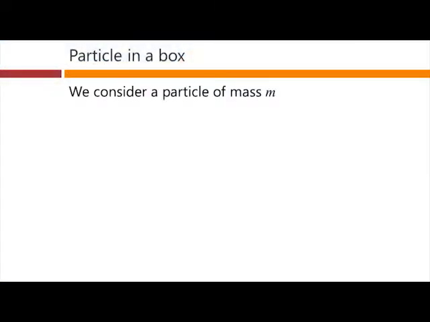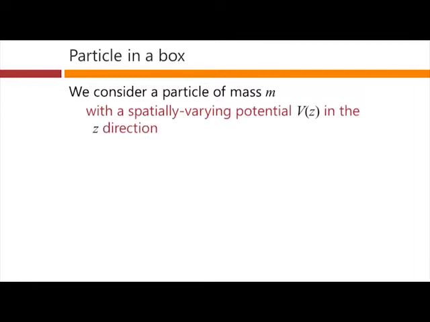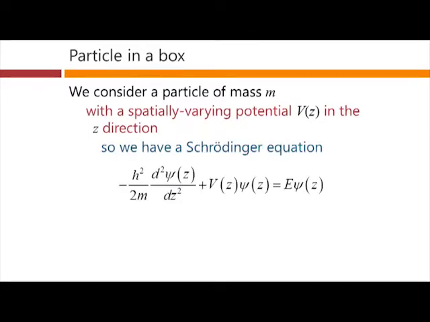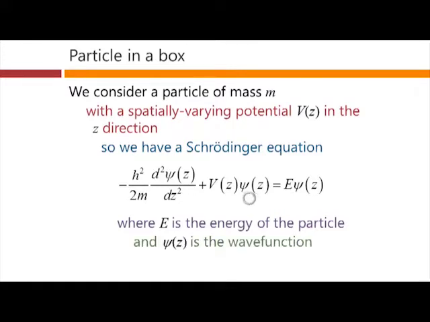So, we will consider a particle of mass m, and we're going to presume that there's some potential V of z that varies in the z direction. And so we will have a Schrödinger equation just like we have drawn before. And E here will be the energy of the particle. And of course, psi of z is the wave function.